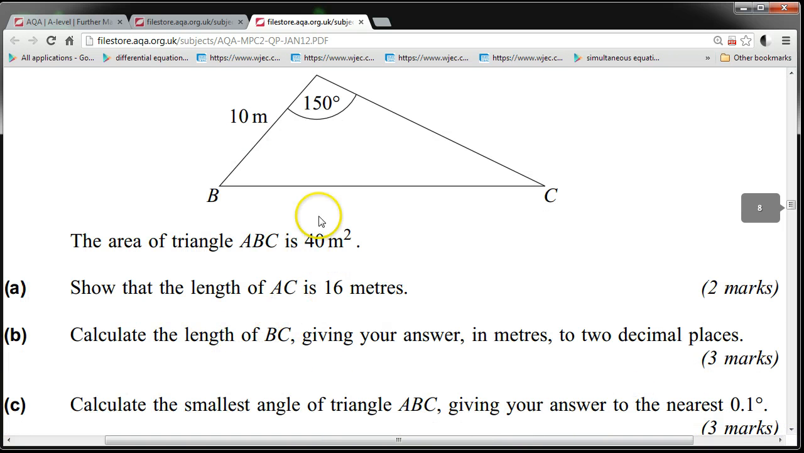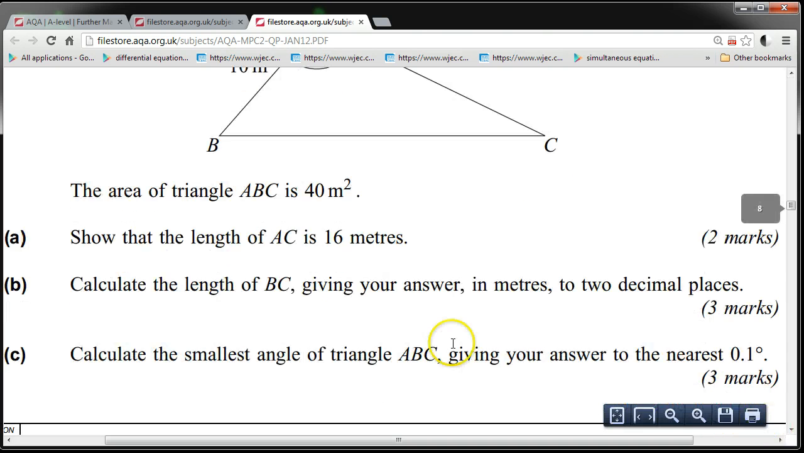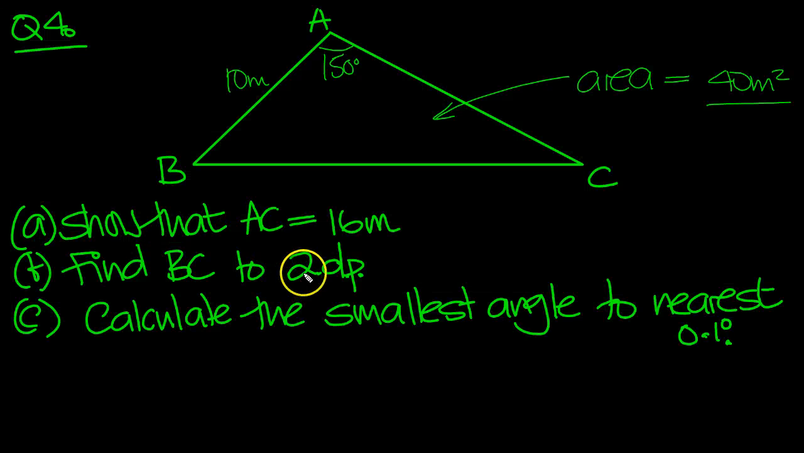Calculate the length of BC, giving your answer in meters to 2 decimal places, and calculate the smallest angle of triangle ABC, giving your answer to the nearest 0.1 degree. So that's the question then. I've got it summarized here. So let's have a look at part A.